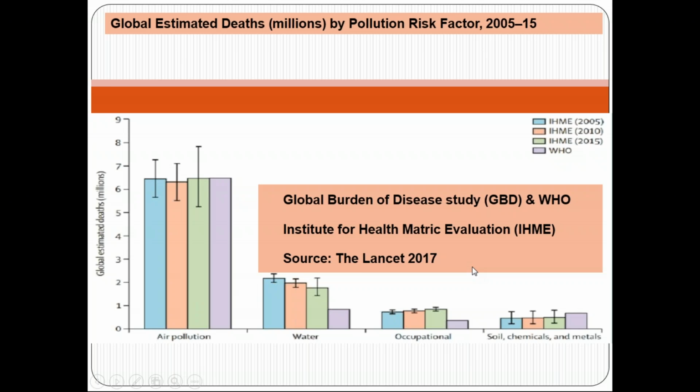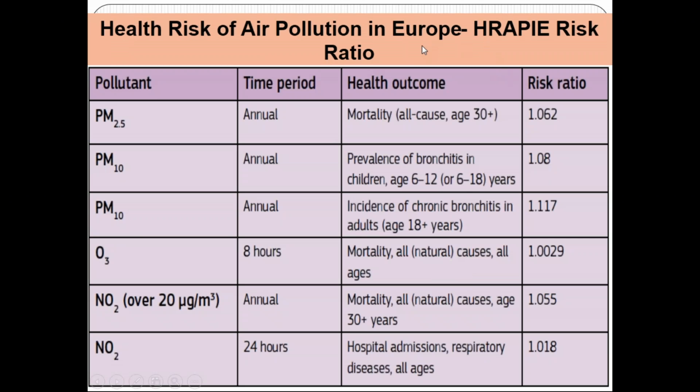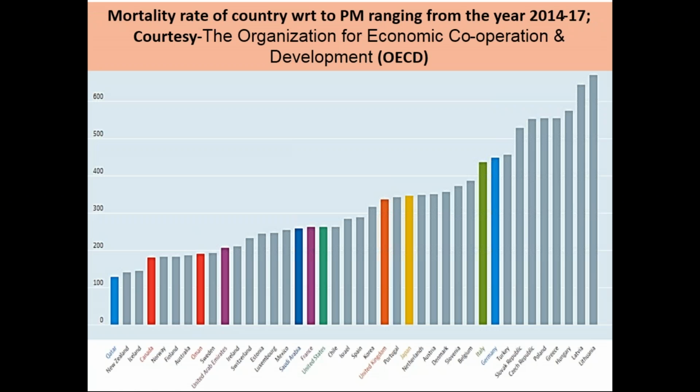And here you can see some data on the risk ratio in air pollution for PM 2.5, PM 10, ozone and NOx, on an annual basis and an 8-hour basis also. The health outcome risk ratio is high in the case of PM 2.5. That means PM 2.5 is more dangerous than PM 10, and PM 1 is more dangerous than 2.5 and 10. And here the mortality rate is given for different countries, so you can see the number of deaths due to air pollution only.